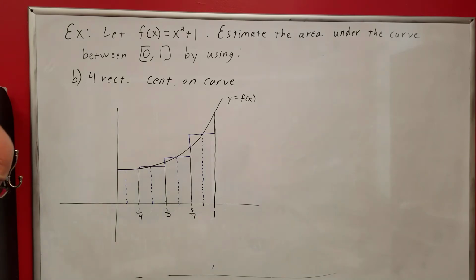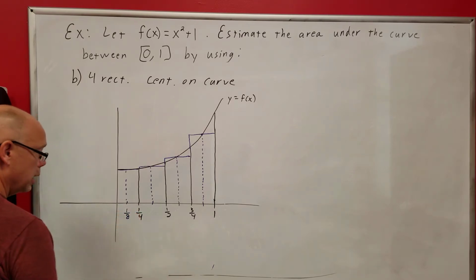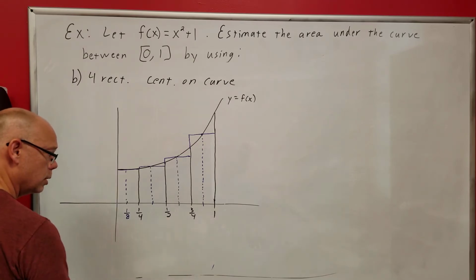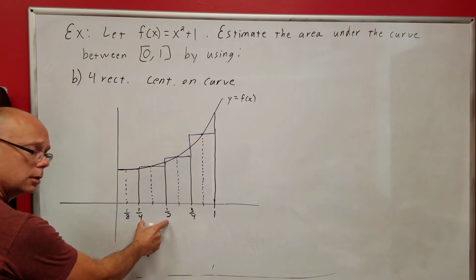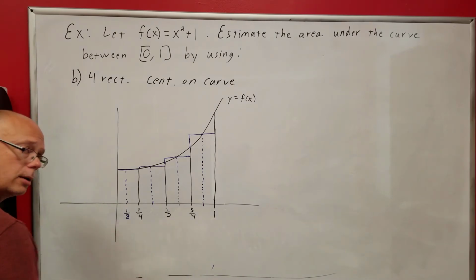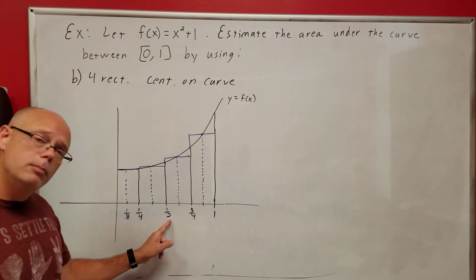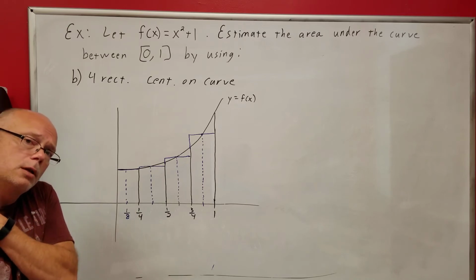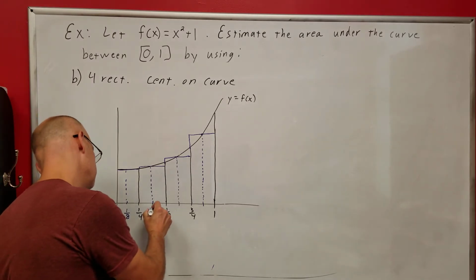The easiest way to do that is, what's halfway between 0 and a 4th? It's going to be 1/8, right? What's halfway between 1/4 and 1/2? Well, how do you find the halfway mark? You average them, right? So how do you average two numbers? Add them up, divide by 2, right? What's 1/4 plus 1/2? 3/4? What's 3/4 divided by 2? 3/8?